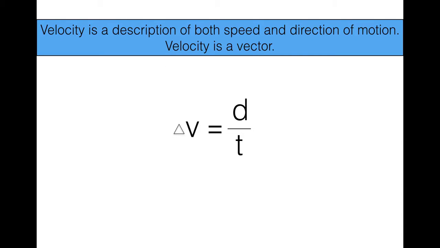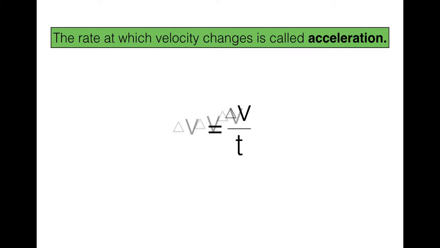So velocity is a description of both speed and direction of motion of an object. It's a vector. Okay, so it has magnitude and it has direction. That little triangle that you see there, on the left of the V, is a delta. Delta V representing the change in velocity. So the formula is represented by distance over time, meters over seconds. It's a matter of how much distance has been covered over a specific amount of time.